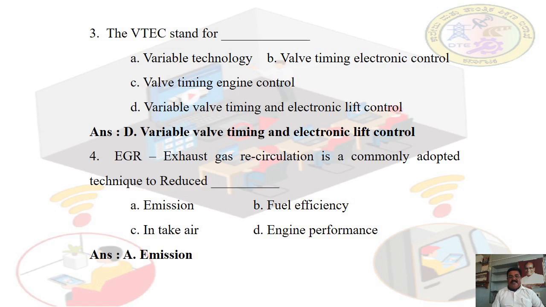Next question. EGR stands for exhaust gas recirculation system. EGR, exhaust gas recirculation, is a commonly adopted technique to reduce dash. Option A, emission. Option B, fuel efficiency. Option C, intake air. Option D, engine performance. The answer is option A, emission.